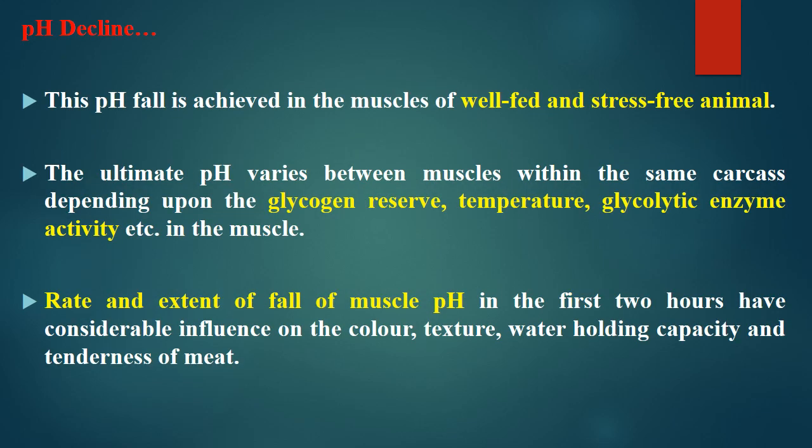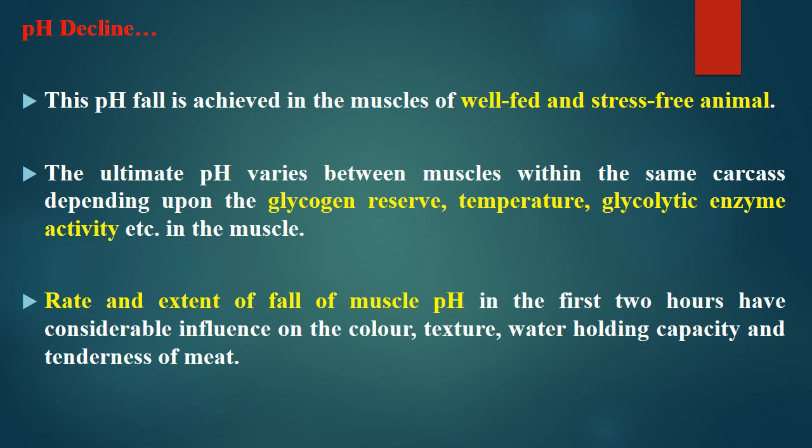So this pH fall is achieved in the muscles of a well-fed and stress-free animal. The changes I described from anaerobic glycolysis happen separately in each and every individual muscle. So the ultimate pH varies between muscles within the same carcass, depending upon the glycogen reserve, the surrounding temperature, and the glycolytic enzyme activity, etc.